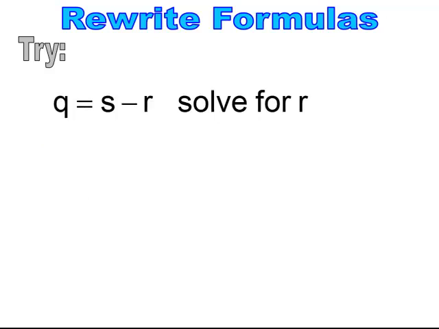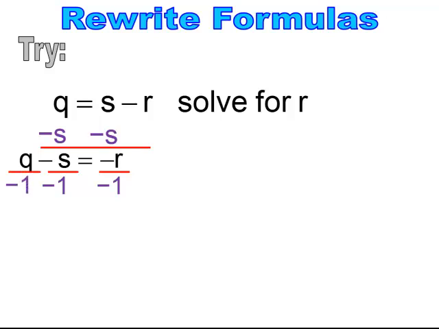Pause and try. I need to first subtract s from both sides. I get q minus s equals negative r, and I need to divide through by that negative 1 to remove that negative with the r, and my new formula will be r equals a negative q plus s, excuse me.